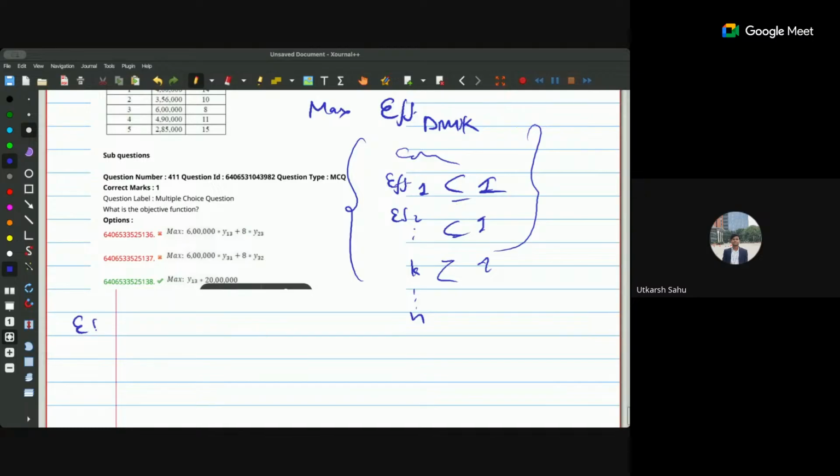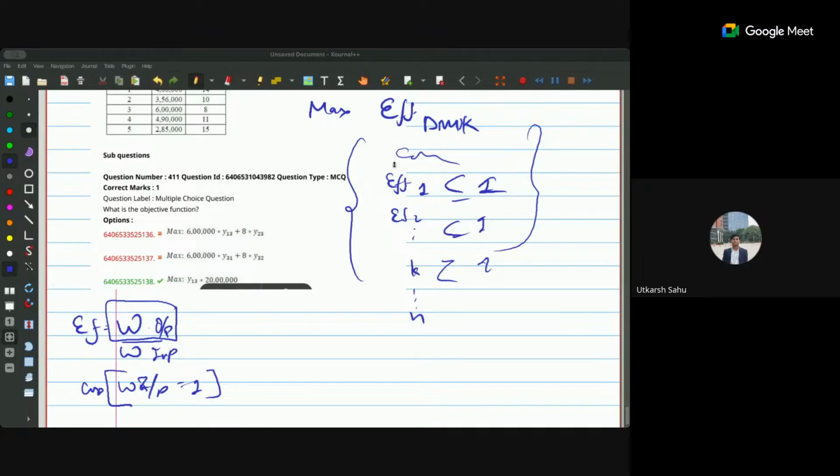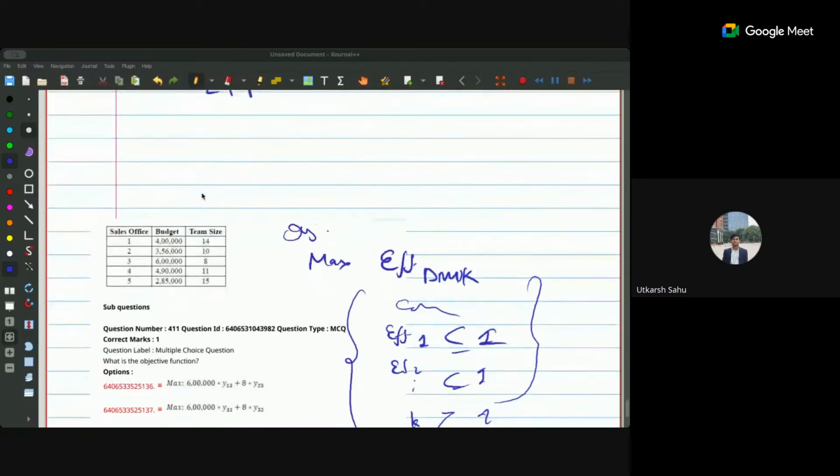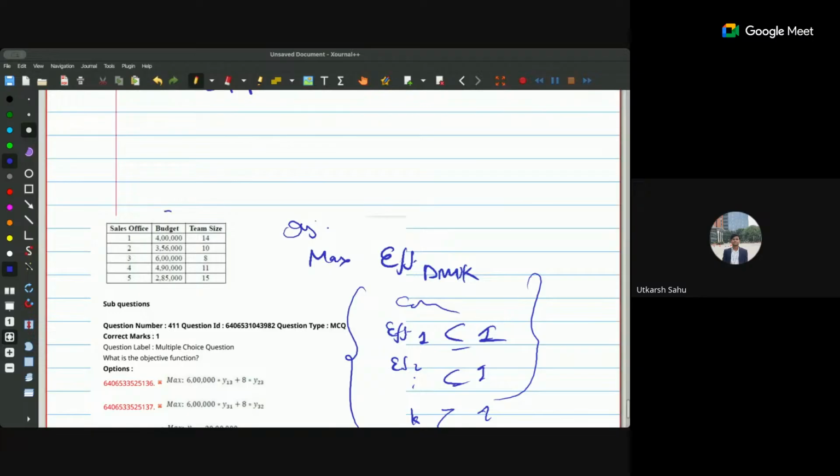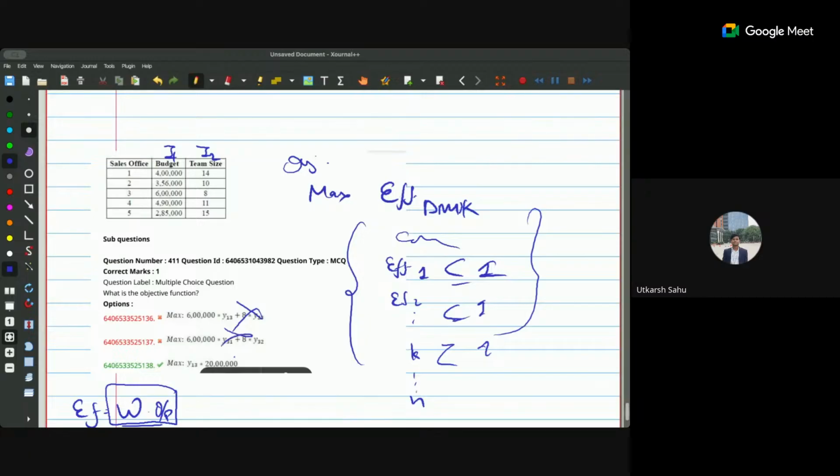Because efficiency will not be a linear function, we cannot use linear programming directly. But we remember what efficiency is: weighted output upon weighted input. So what do we do? We assume weighted input is equal to 1. So this now becomes one constraint alone, and then you maximize weighted output. We want to maximize something, and that should be weighted output. And what is my output? We only have one output because budget was input 1 and team size was input 2. You cannot have two outputs here.